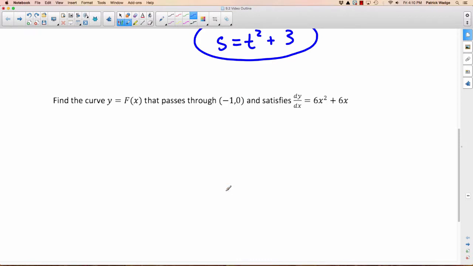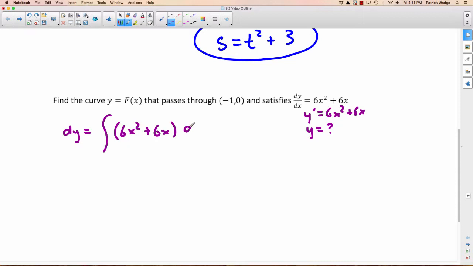Let's try another one. Find the curve y equals capital F of x that passes through negative 1, 0 and satisfies dy dx equals 6x squared plus 6x. So again, this is like what y prime is. Y prime is 6x squared plus 6x. And what we want to know is, what's y equal to then? So we do the same sort of thing. We say dy equals antiderivative of 6x squared plus 6x dx.